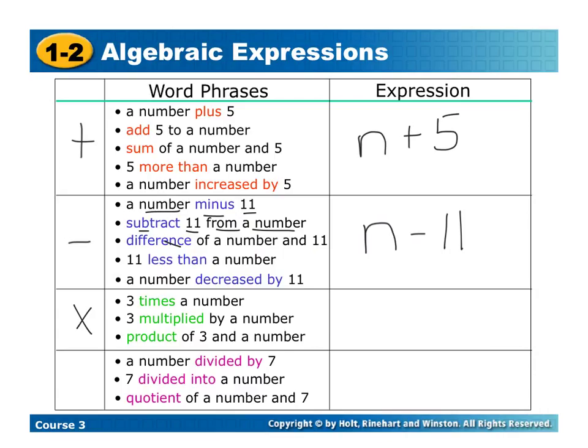Multiplication, a little bit more straightforward. We have 3 times a number, 3 multiplied by a number, or the product of 3 and a number. So this would be 3n. And then here, a number divided by, divided into, or quotient. So this would be like n divided by 7, or the more algebraic way for us to write it now would be n over 7.